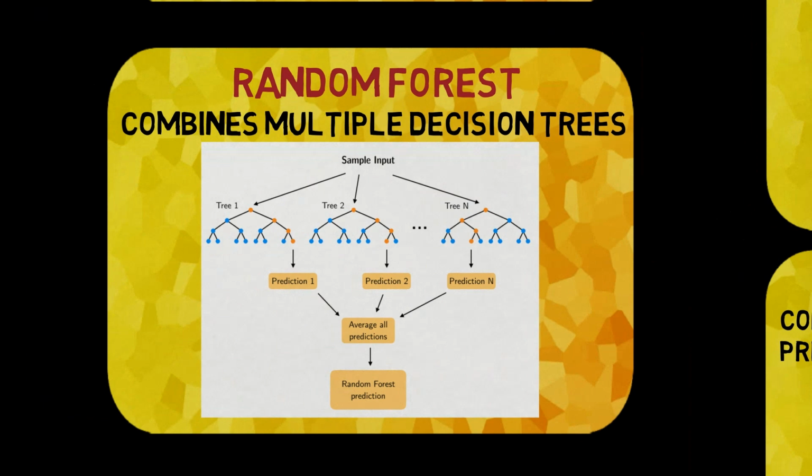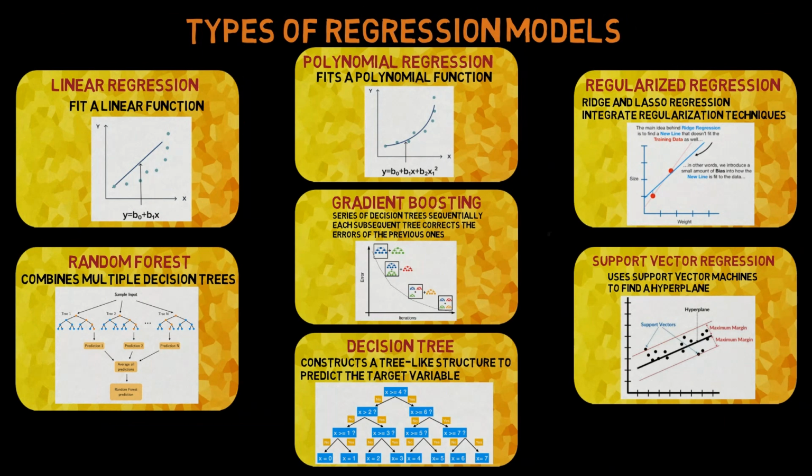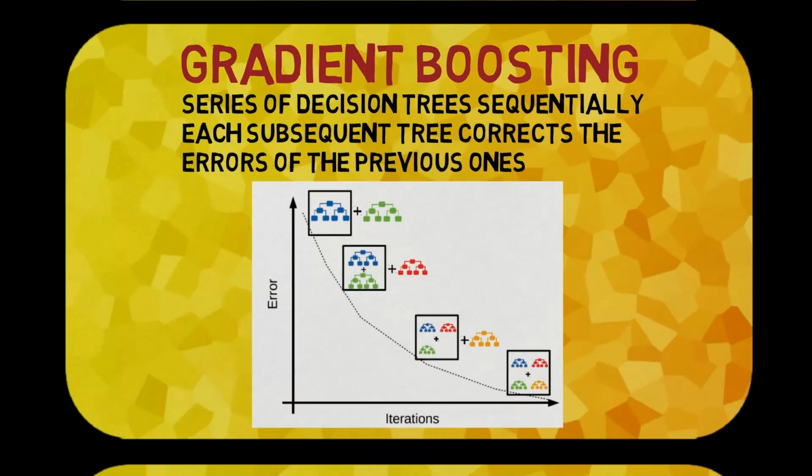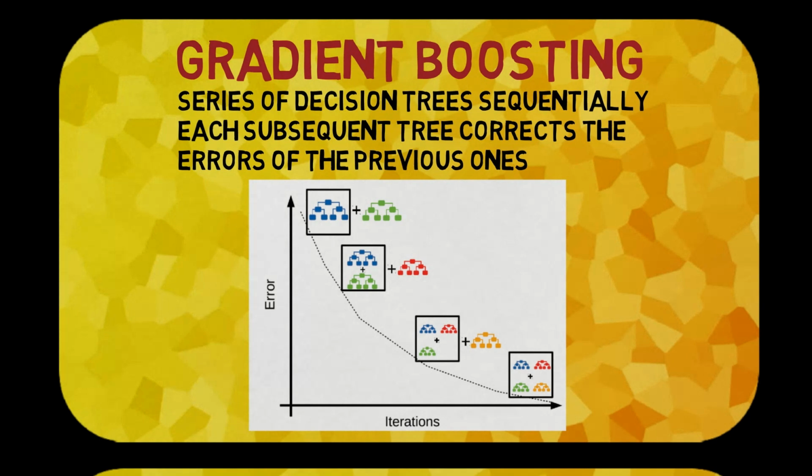Random forest. An ensemble learning technique that combines multiple decision trees to achieve higher predictive accuracy in regression tasks. Gradient boosting. This method builds a series of decision trees sequentially, where each subsequent tree corrects the errors of the previous ones, leading to improved prediction accuracy in regression problems.